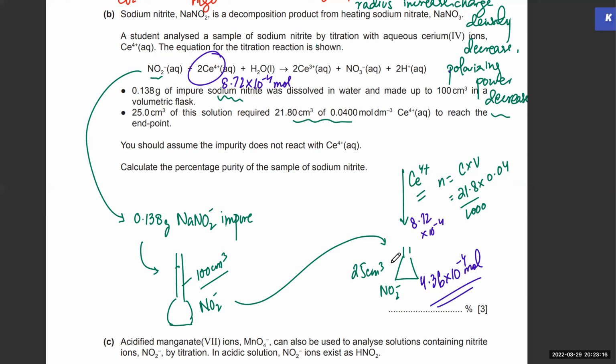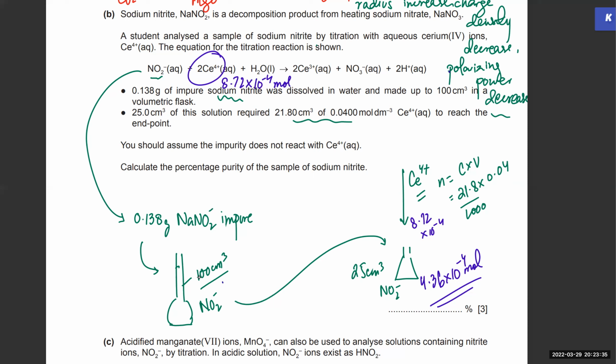Now, the next part is, they didn't give any steps. They just asked you to figure out everything on your own. So there are no steps. It's just a 3-mark question. So you found the nitrite ions moles, 25 cm3. So what would be the moles in 100 cm3? That's going to be 4 times greater, right?